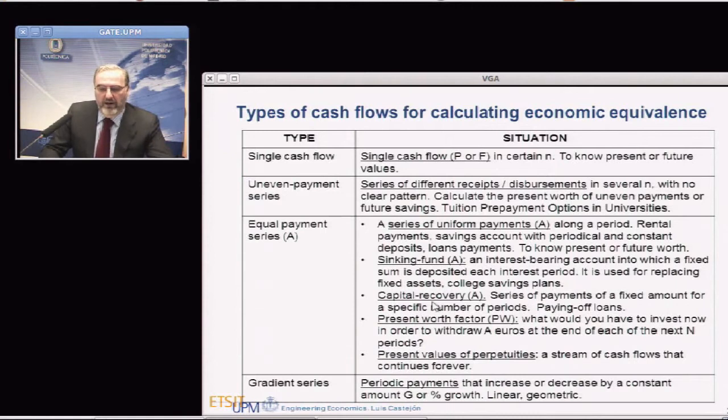Another application is the capital recovery. Also, we are talking about the periodic payment A, a fixed periodic amount. This is a series of payments of a fixed amount for a specific number of periods, and it is the amount we are paying when we pay off loans. So that is quite common.